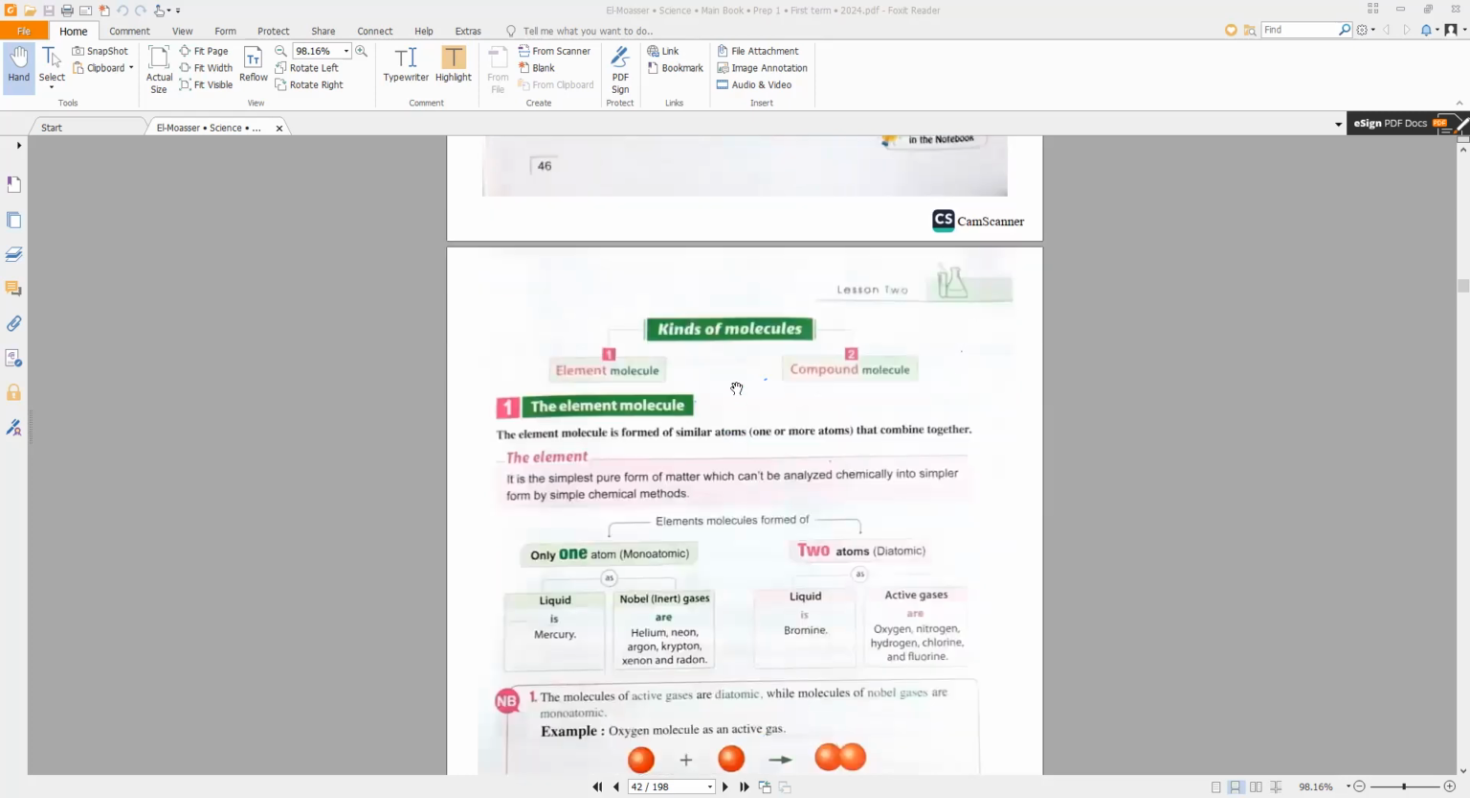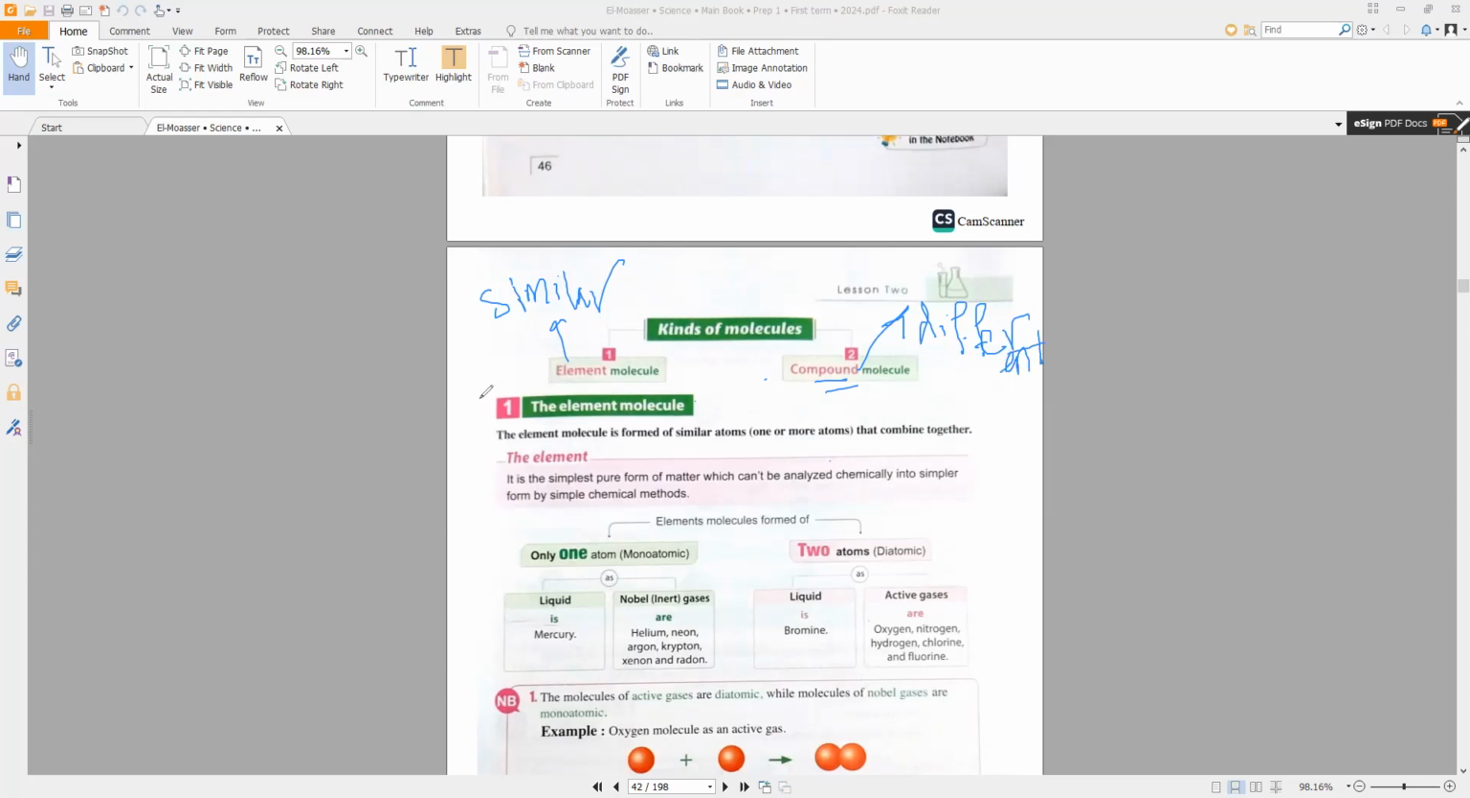We will talk about the kinds of molecules. We have two types of molecule: element molecule and compound molecule. In general, the element molecule has similar atoms. The compound molecule has different atoms.